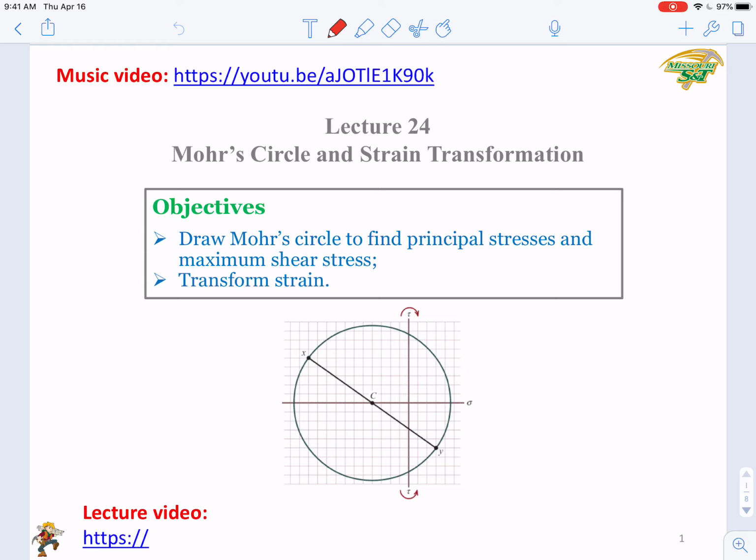So here are the objectives today. We will draw more circles to find the principal stresses and the maximum stresses at a point. Okay, then we will start to talk about transformation of strain.